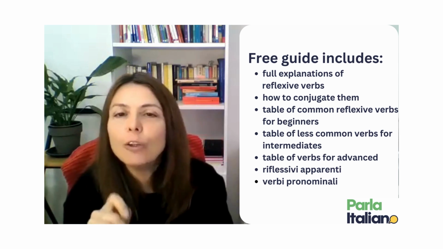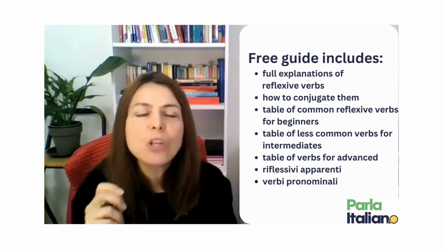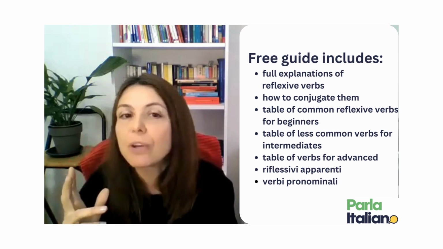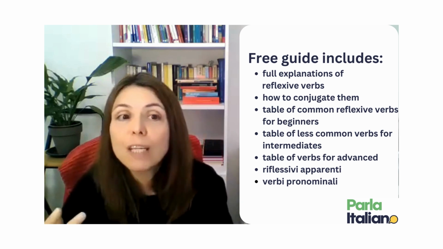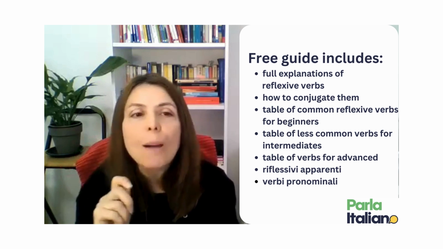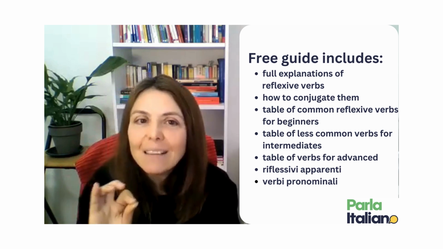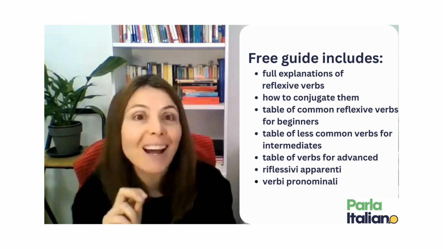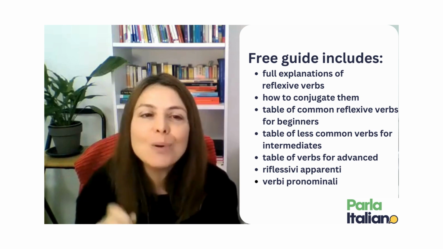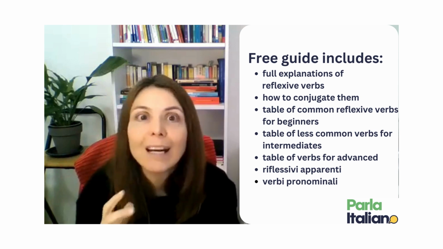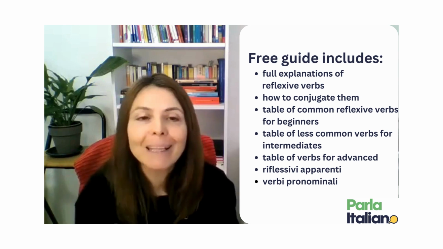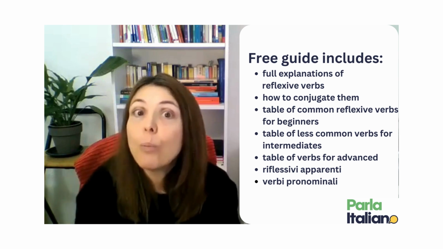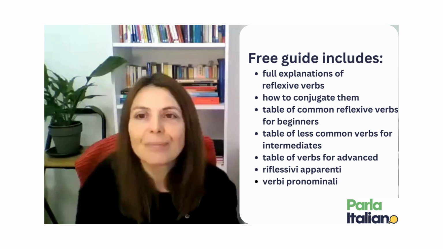In this guide, you'll not only find explanations on what reflexive verbs are and how to conjugate them, but also more details on other types of verbs that look reflexive but are not. For example, what we call riflessivi apparenti and also pronominal verbs. The guide includes lots of tables and much more.